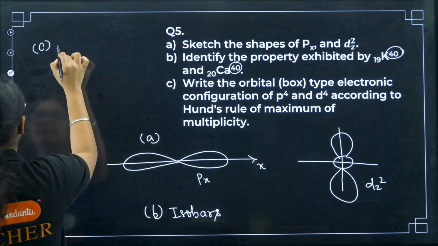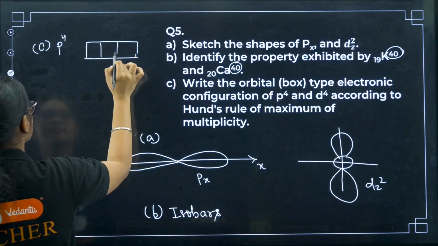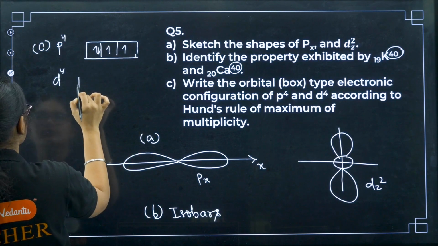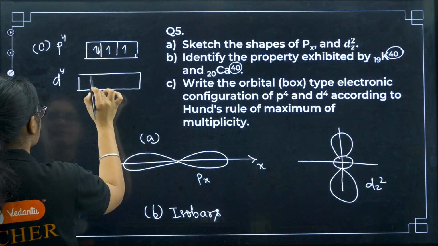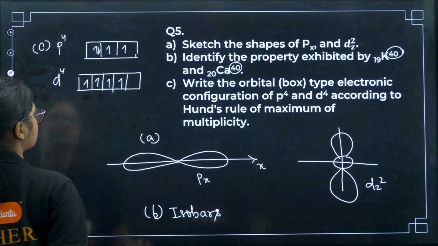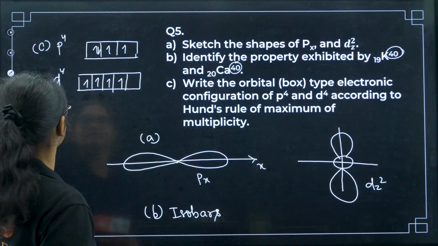C is P4. So we have here 1, 2, 3, 4, and then I want D4: 1, 2, 3, 4, 5, then 1, 2, 3 and 4. First you should fill one electron in each orbital, then pairing of electrons takes place.